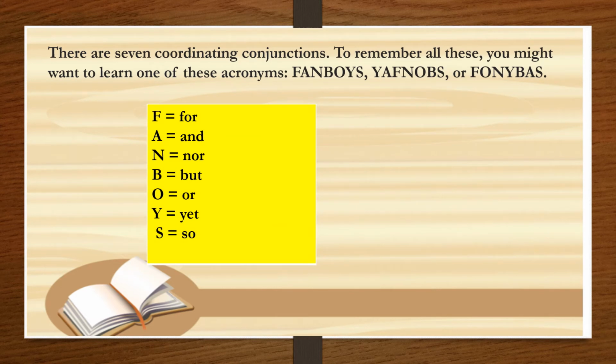Basically, there are 7 coordinating conjunctions. To remember all this, you might want to learn one of these acronyms. So you can have the acronym FANBOYS, YAFNOBS, another acronym, or FUNIBUS. F stands for for, A stands for and, N stands for nor, B stands for but, O stands for or, Y for yet, and S for so.